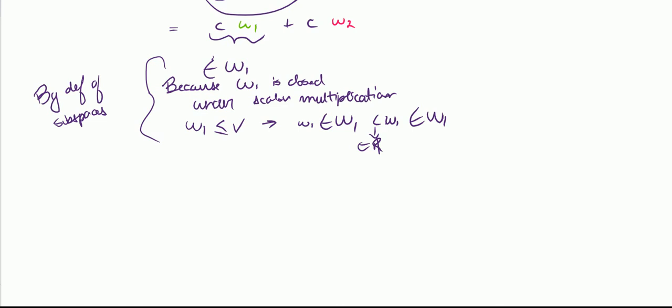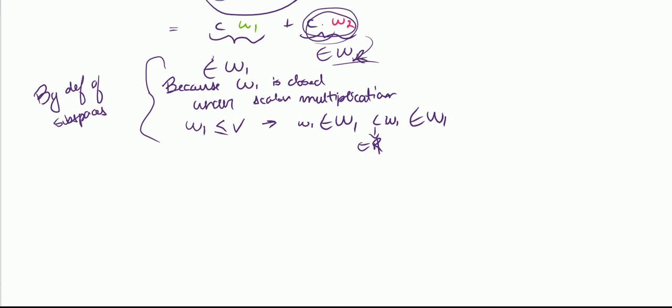The same thing goes for c rescaling w2. This also belongs to W2 because I'm just rescaling an element in W2 by c, and I know that W2 is closed under scalar multiplication. So this whole thing here will also belong to W2.